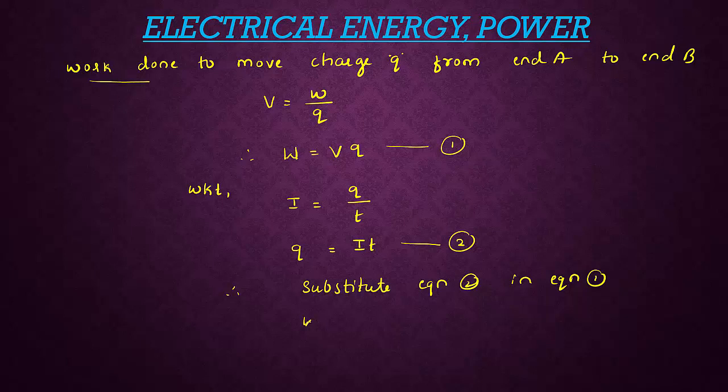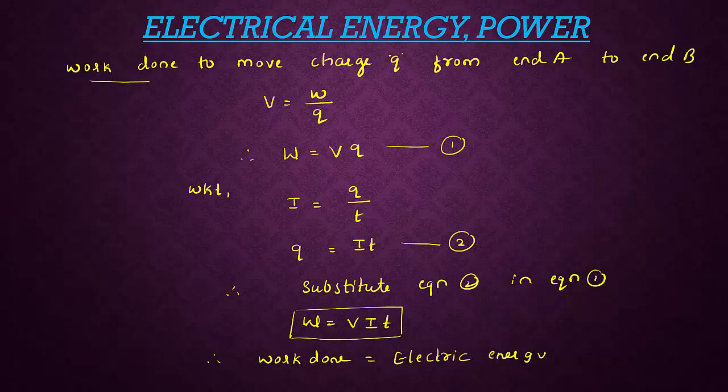So what we can get here? W equal to V, keep as it is. Q means what? I into T. W equal to V into I into T. This is an expression for work done to move a charge from point A to point B. Here work itself is the energy. Work done is equal to what? Electrical energy. When the work is done by the source, then it produces electric energy. So work done equal to electric energy.